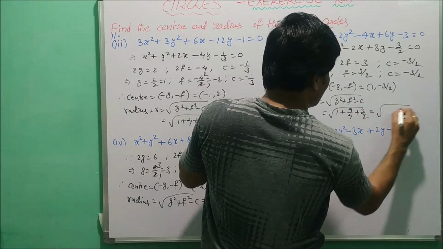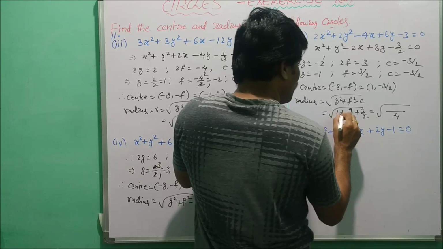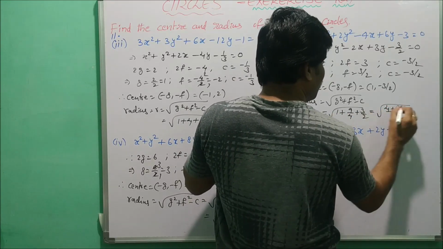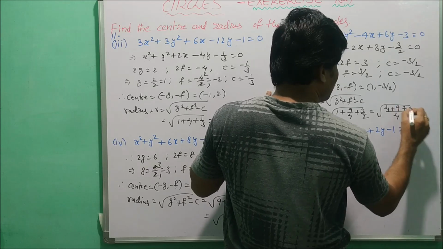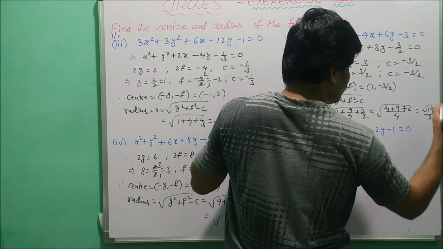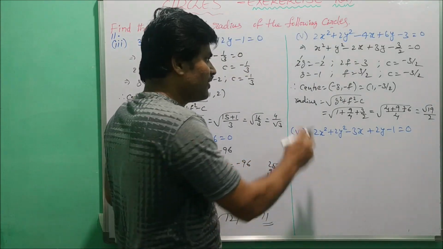Here we take LCM 4. Now 1 into 4 is 4, plus 9, 2 into 3 is 6. So 10 plus 9, 19. The square root of 19 by the square root of 4, which is 2. So square root 19 by 2 is the radius of the circle.